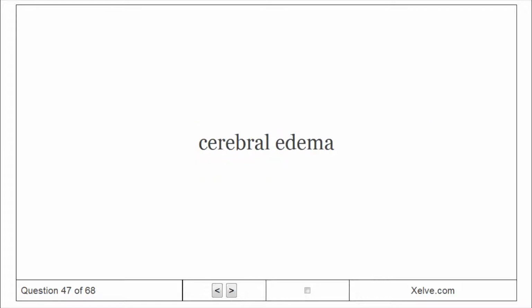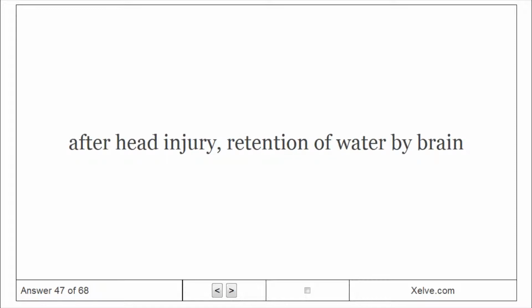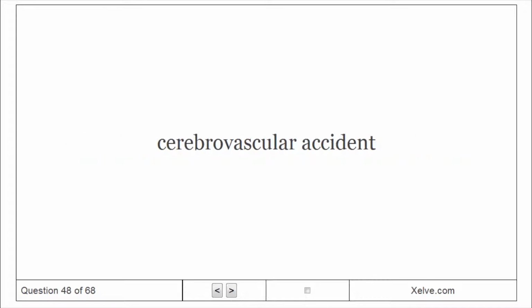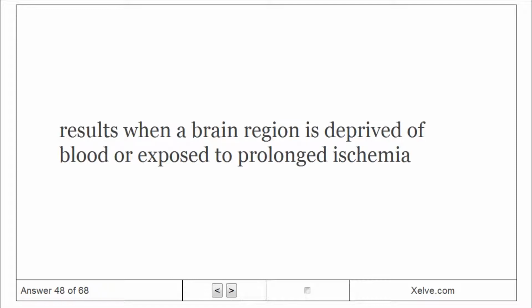Cerebral edema. After head injury, retention of water by brain. Cerebrovascular accident. Results when a brain region is deprived of blood or exposed to prolonged ischemia.